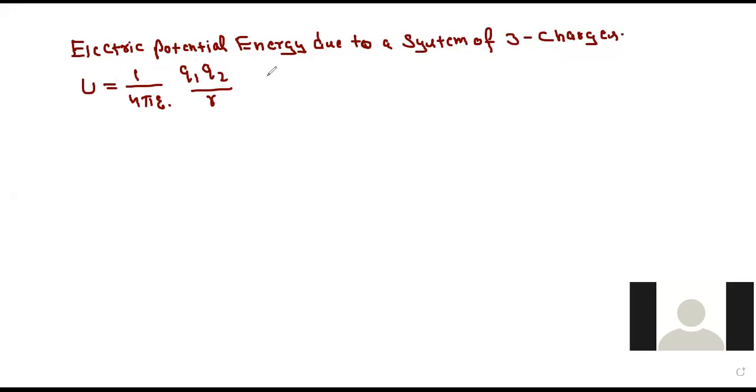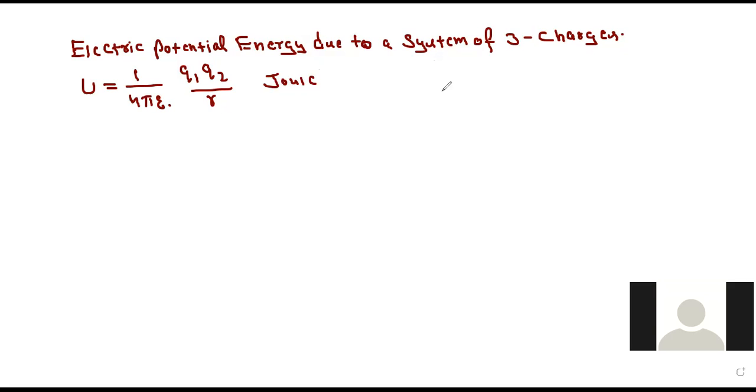So this was in Joule. This was the electric potential energy due to the system of two charges. So now our today's question is electric potential energy due to a system of three charges.